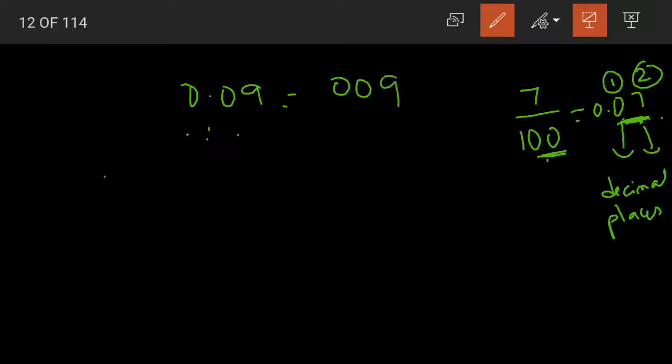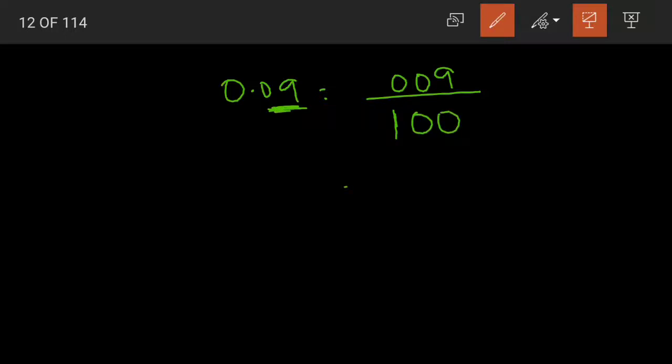In the same way, whenever you are converting a decimal number into a fraction, write the number as it is in the numerator without any decimal point. Understood? What should you do? You should write the number as it is, 009, without the decimal point. For the denominator, write 1 and count the number of decimal places. We have 2 decimal places, so write 2 zeros. Clear, children?